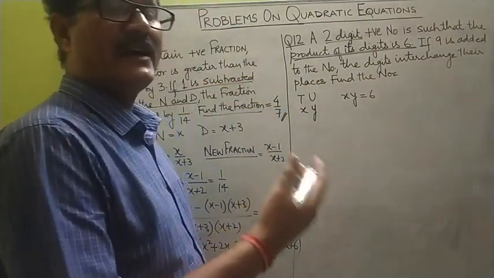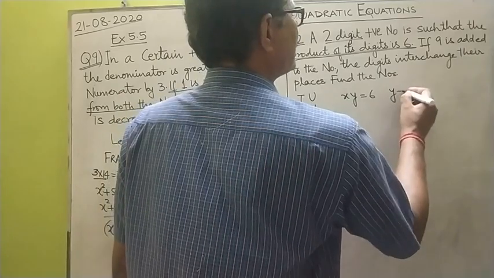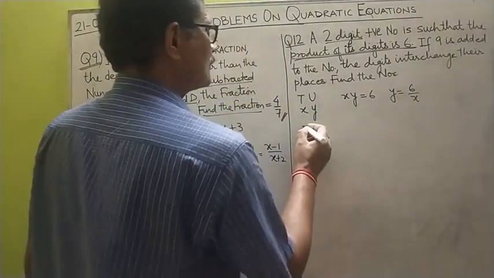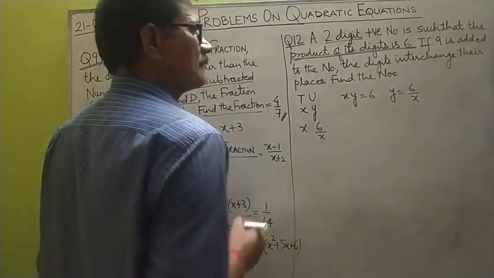And since, children, we have to frame the equation in terms of one variable, we replace y in terms of x as 6 upon x. So y becomes 6 upon x. So now we can write here as y and 6 upon x.